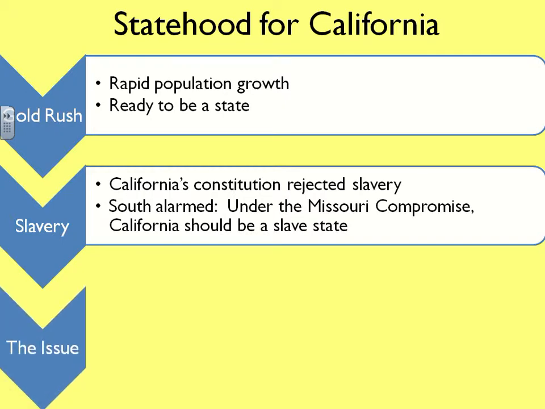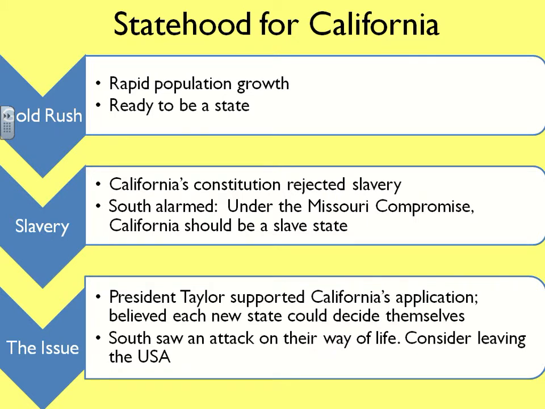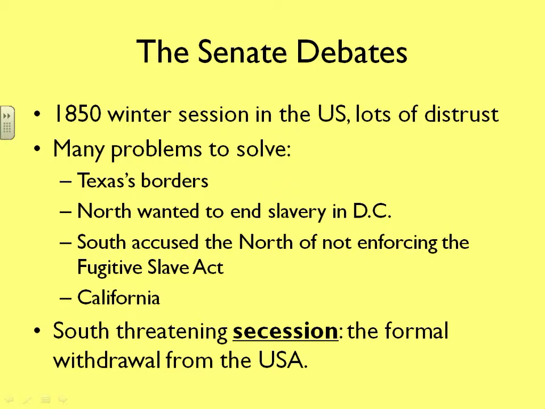Well, the president at the time, President Taylor, supported California's application, believing it's up to each of these new states to make the decision themselves. The idea of popular sovereignty: let the people decide. The South saw this as an attack. There are going to be 2 new senators coming in that are probably going to be opposed to slavery, and they threatened to leave. They're just not going to accept California coming in as a free state. So we're going to have a debate.